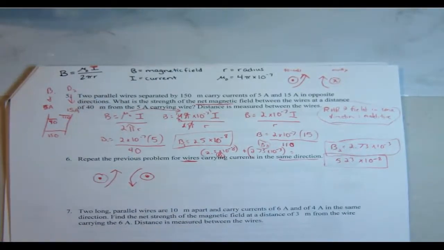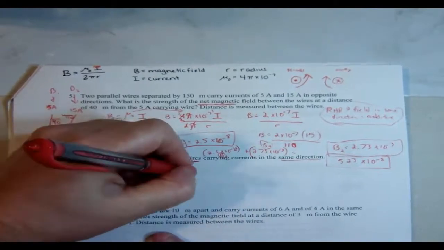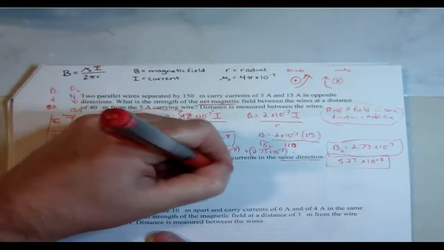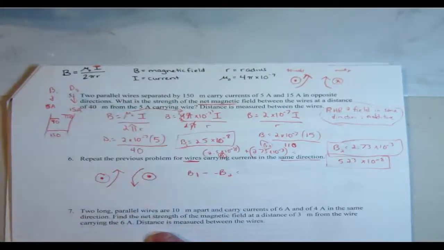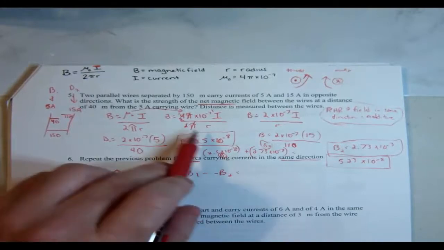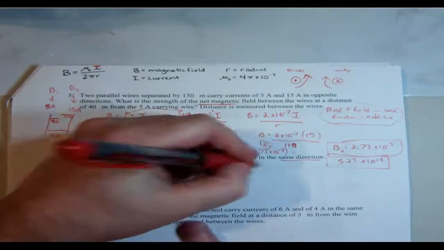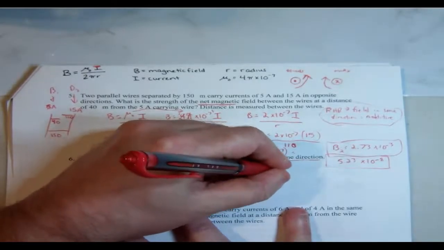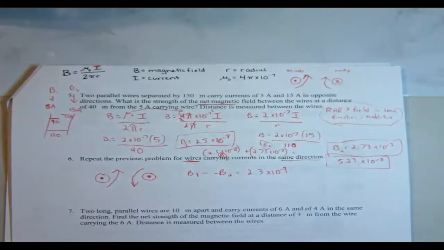Right? So in that case, because the currents are going in different directions, we are going to, sorry, that's supposed to be B1 minus B2. And we're going to subtract. So we're going to take our originals and we're going to subtract. And you should get 2.3 times 10 to the minus 9. Right? So hopefully everybody gets that.